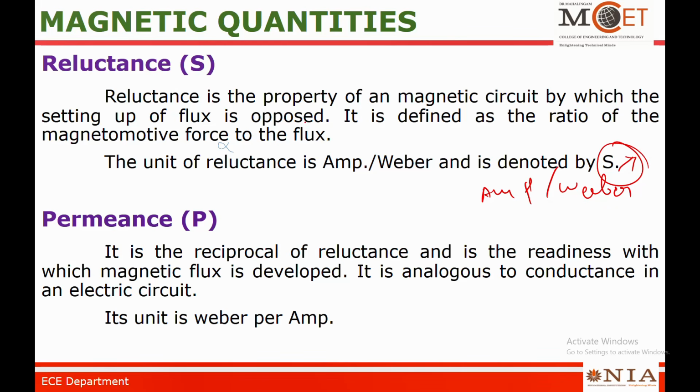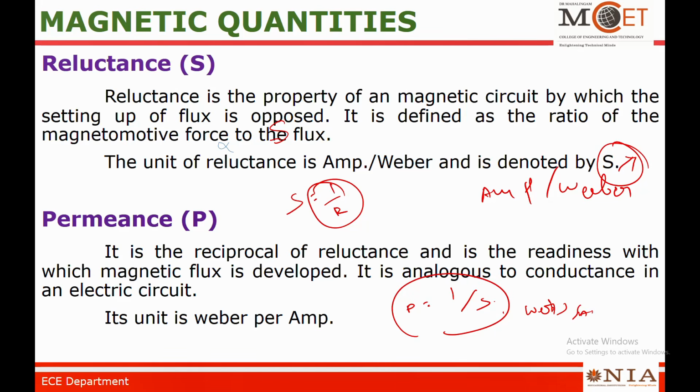In the previous DC circuit we saw a problem regarding S in terms of resistance. Normally the Siemens is the reciprocal of resistance. Like that, here the permeance is the reciprocal of the reluctance. P is equal to 1 divided by S. So the unit is Weber per ampere, whereas the reluctance is in terms of ampere per Weber.